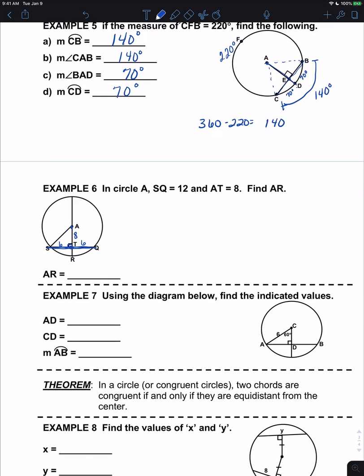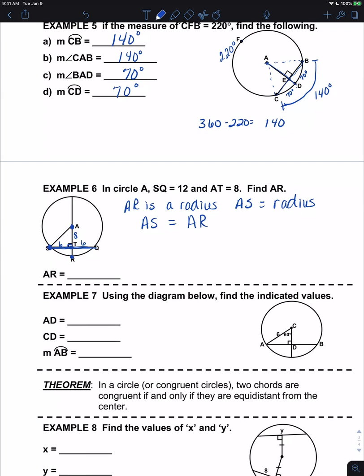A to R is a radius. Okay, it goes from the center out to an edge. So it should be the same as A to S. So A to S is also a radius. So we can conclude that if we could find A to S, we know that that's equal to A to R.